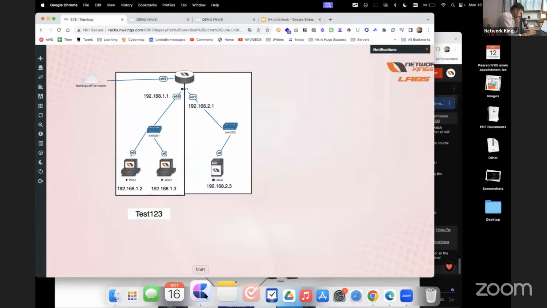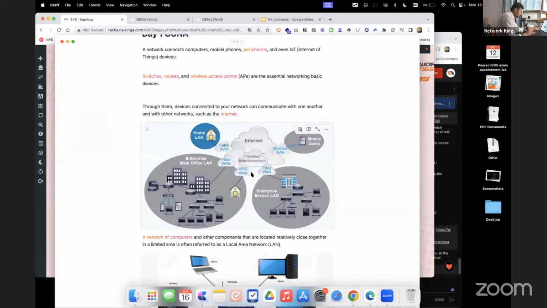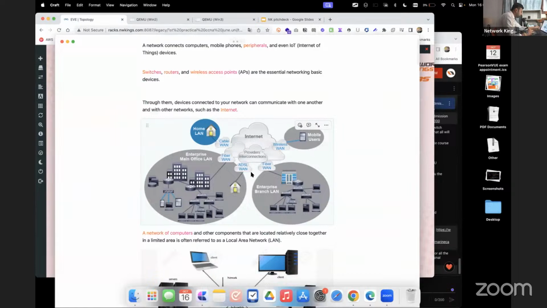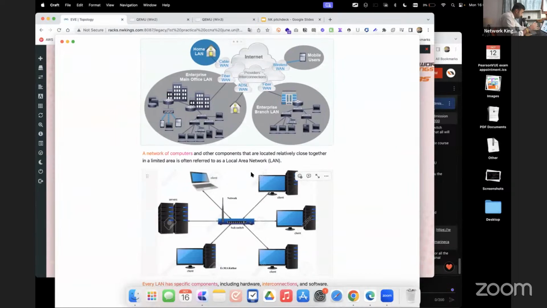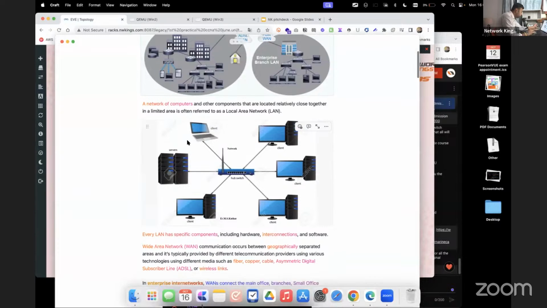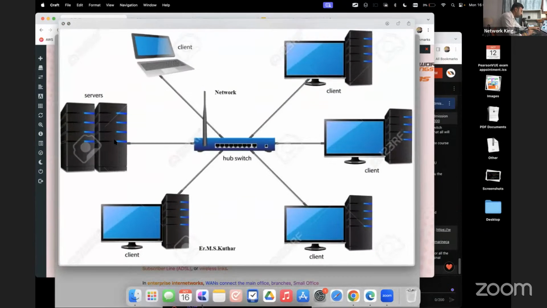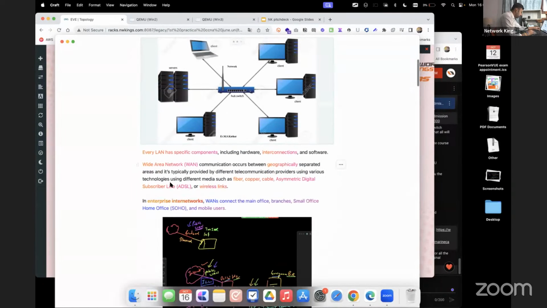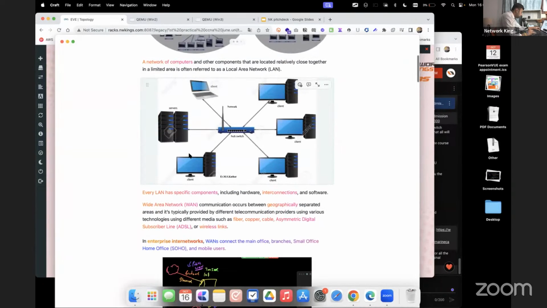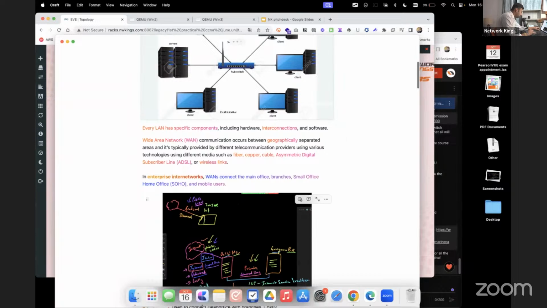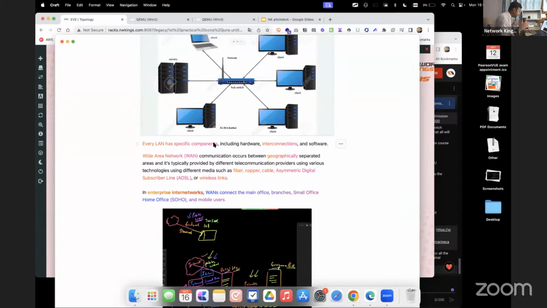So the internet is evolving. Internet users are increasing day by day. When you connect two or more computers together that forms a network, that's called networking. And what is a WAN network? Wide area network. Suppose you have offices in Delhi, Mumbai, Chennai. When you have multiple offices connected, that's called a WAN network.